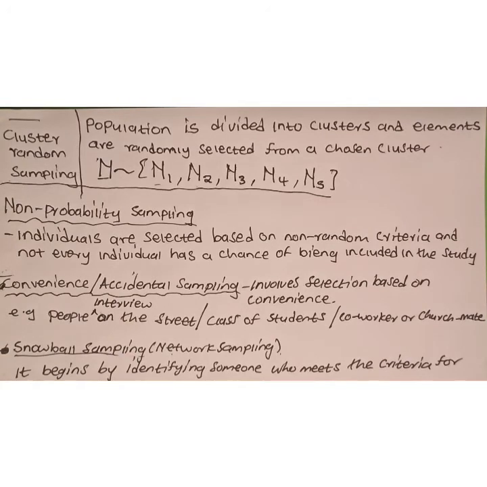Now, non-probability sampling. This one involves selection of individuals based on non-random criteria. Not every individual has a chance to be included in a study. We have four types of non-probability sampling, the first of which is convenience sampling. Convenience sampling involves selection based on convenience. Examples are people interviewed on the street, a class of students, co-workers, churchmates.